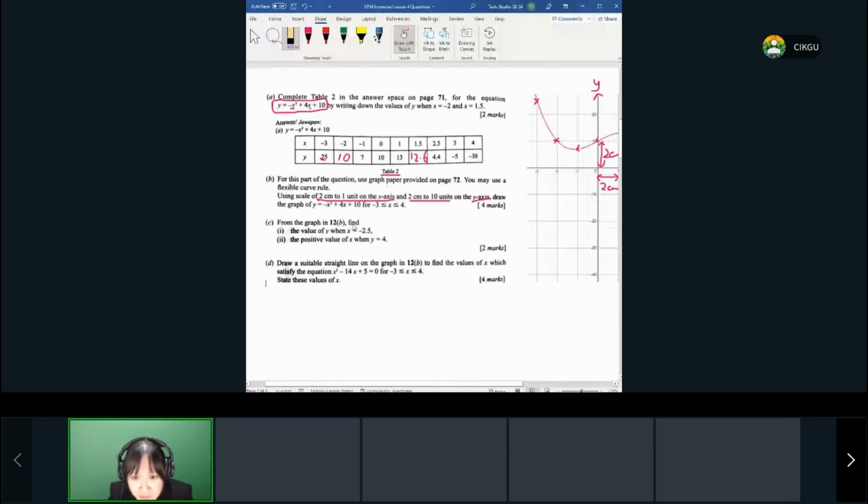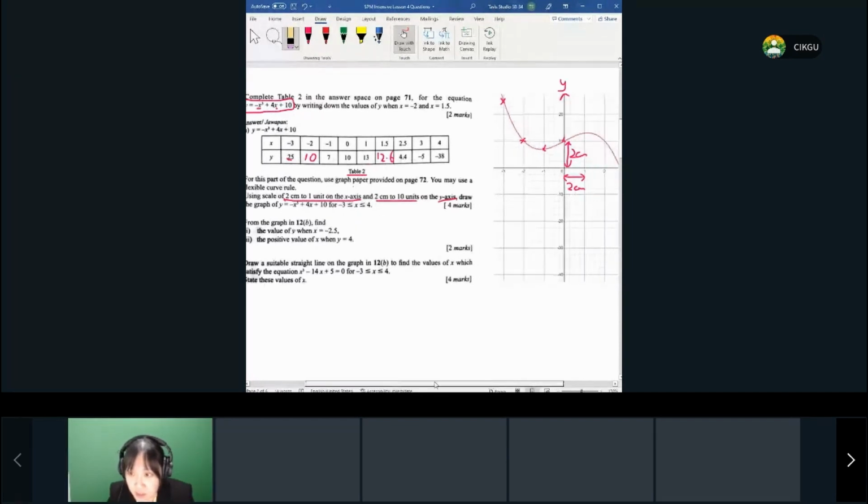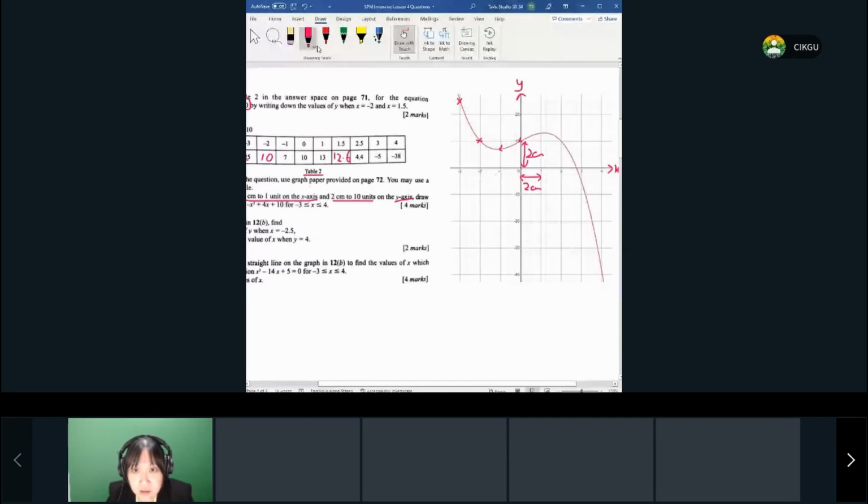So use the graph, find the value of y when x is -2.5. Please don't be careless here. Okay, so where is it? Negative 2.5 is here. So that means here. Okay, so reminder. Oh my god. Okay, you guys get the point. I don't have a ruler here, so that's why my line is like this. But please use a ruler and dotted line.